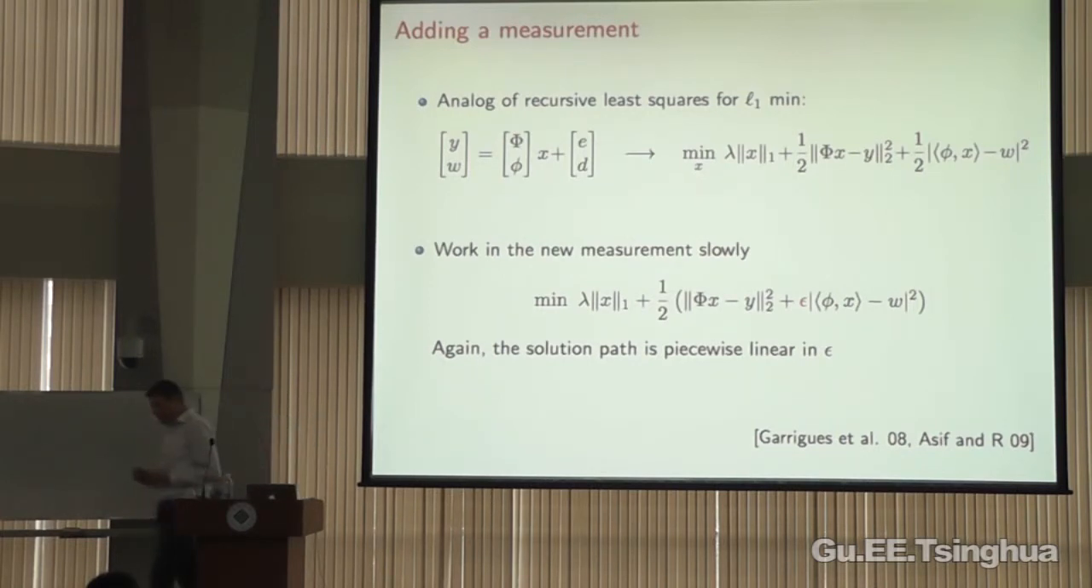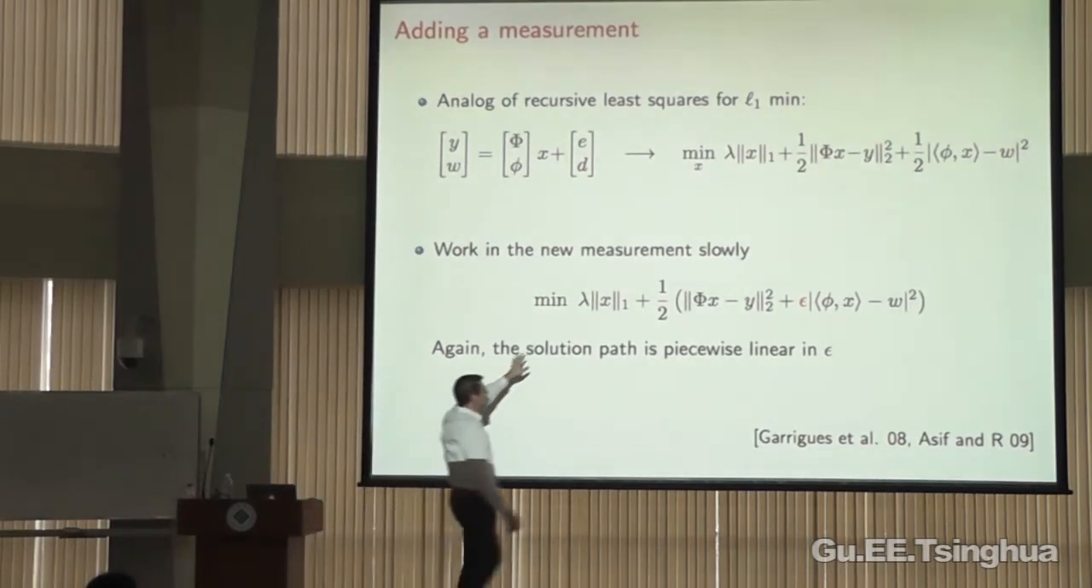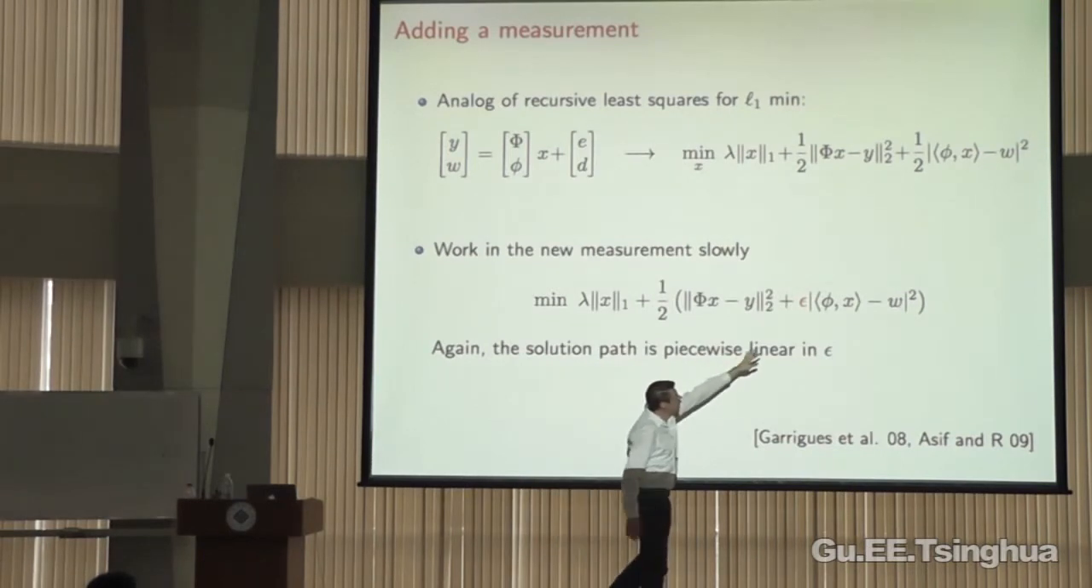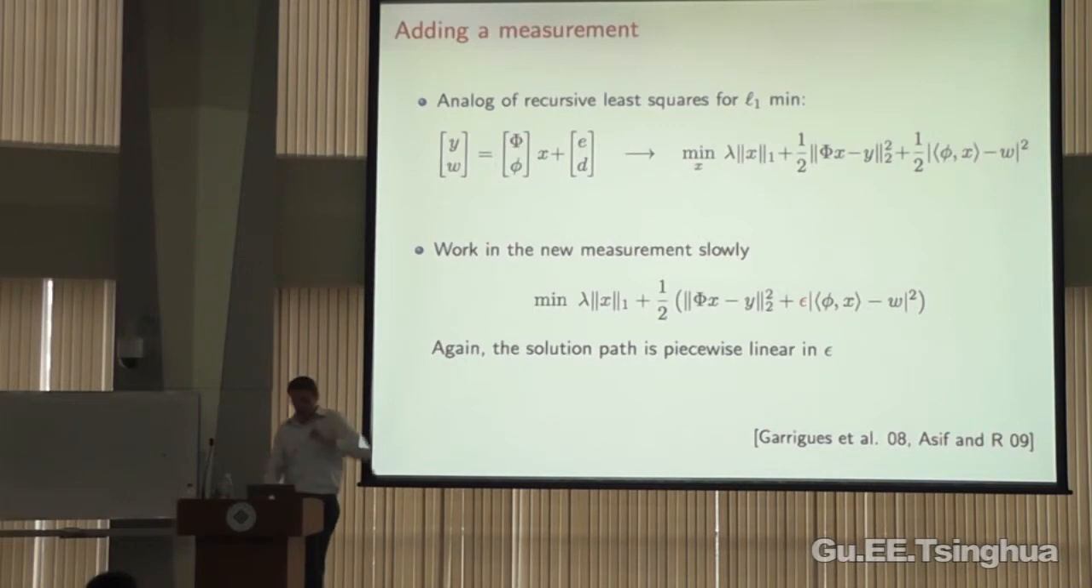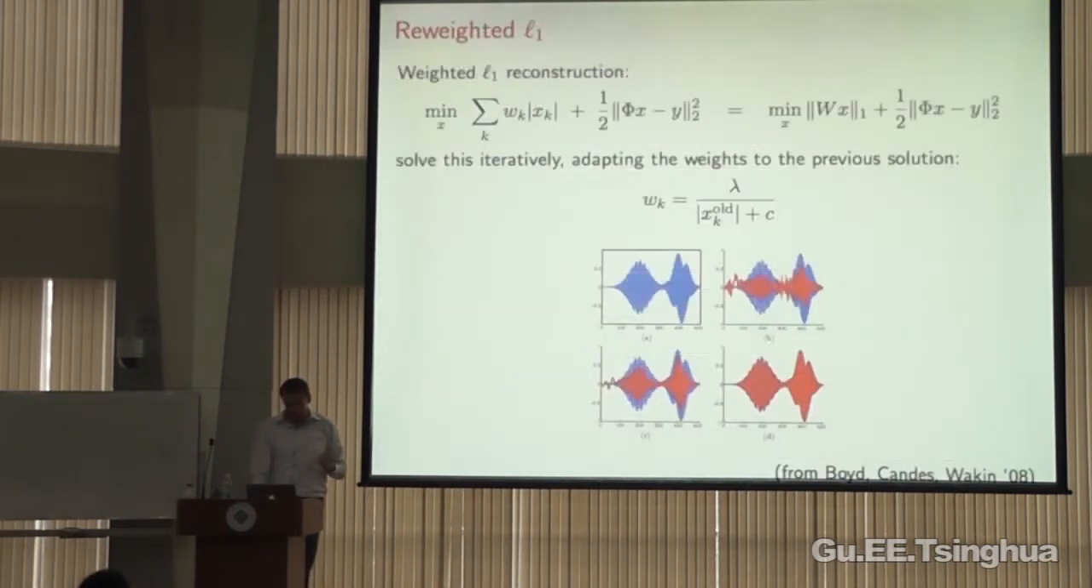You can replay the trick by adding a measurement. So here, the epsilon just comes in, adding a new measurement in the file. Right? So that's kind of like the recursive least squares setup. So you get the path, and we get a bunch of results. You can do the same thing with changing the weights.